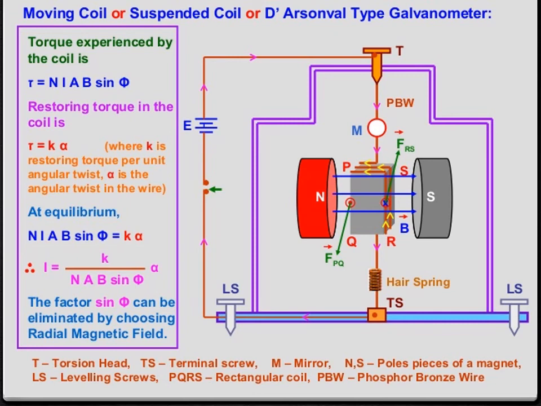Okay, what is the current sensitivity? Current sensitivity is defined as the deflection that is produced per unit current flowing through the galvanometer. Now, what is voltage sensitivity? It is defined as the deflection produced per unit voltage that is applied across the galvanometer.